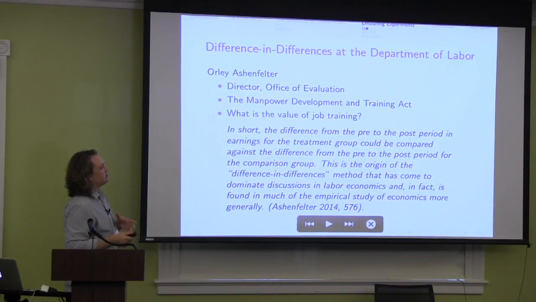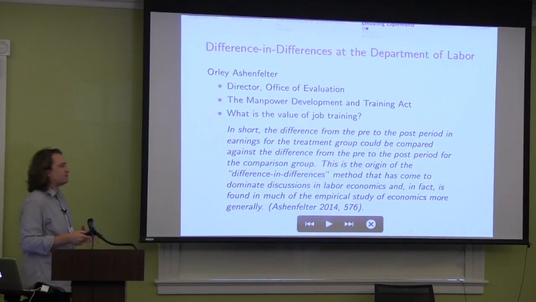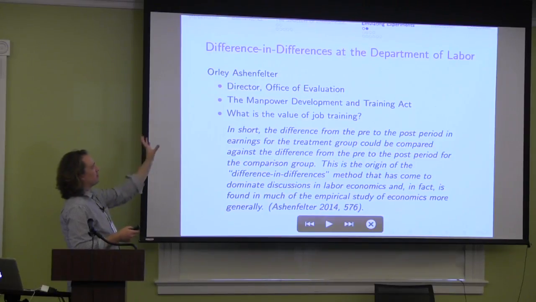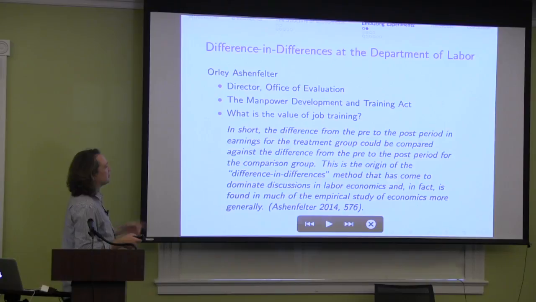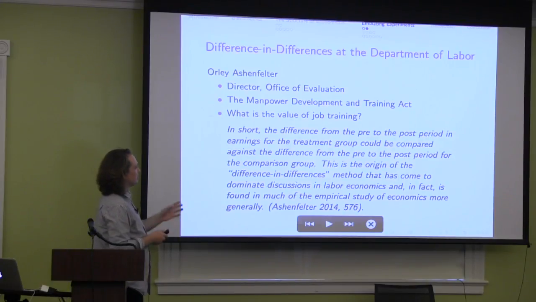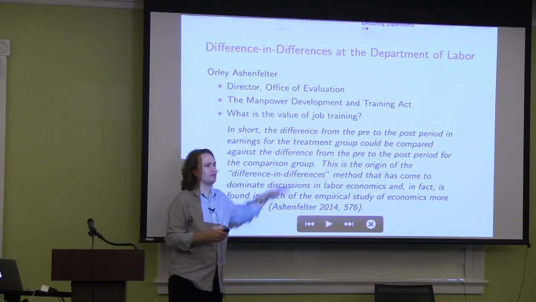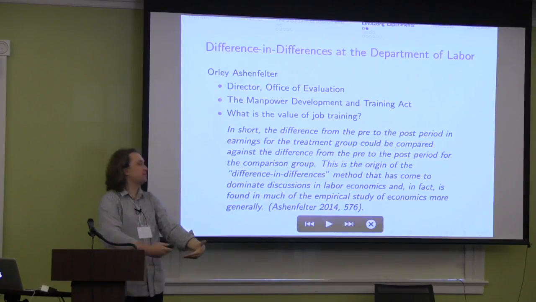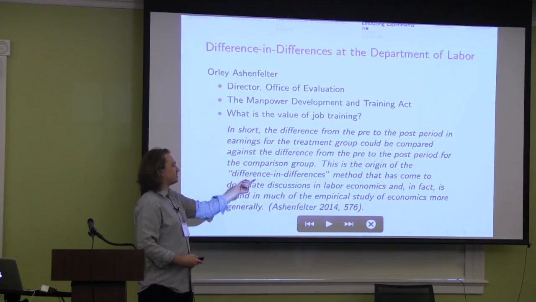And in that context, this policy context, this context where data is available, difference in differences emerges as a method in the economics literature. And I like Ashenfelter's telling here. I'm going to use a few more quotes from his remembrances later. The difference from the pre to the post period in earnings for the treatment group, so the treatment group is people who elect to go into a job training program, could be compared against the difference from the pre to the post period for the comparison group.